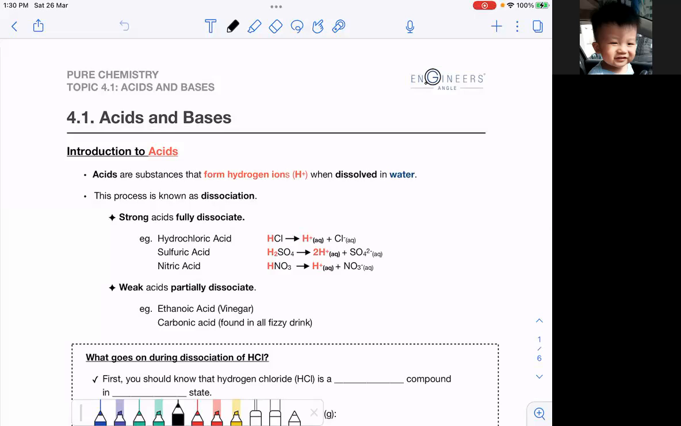I know that, oh, acid sometimes reacts with metal. I know acid sometimes reacts with carbon. But everything you know was at the very basic level, which nobody really explained fully. But now in Sec 3, whether you're pure or combined, you have to fully understand and memorize what you need to do for acid and base.